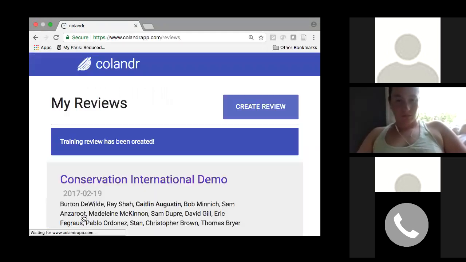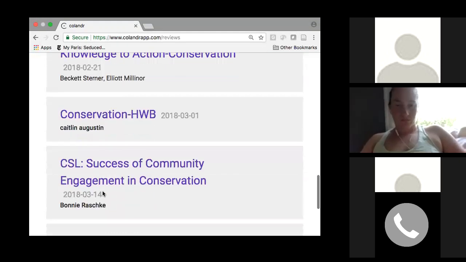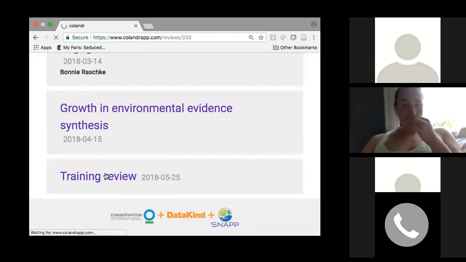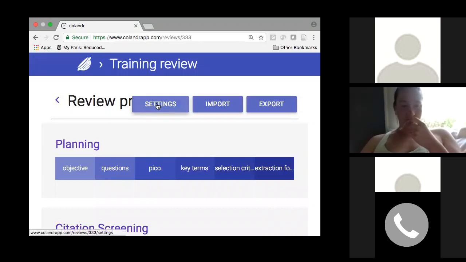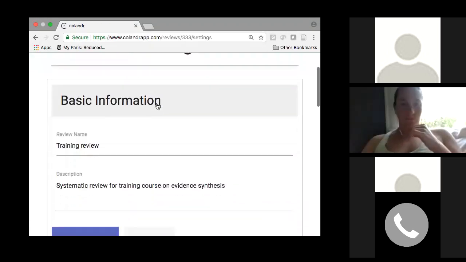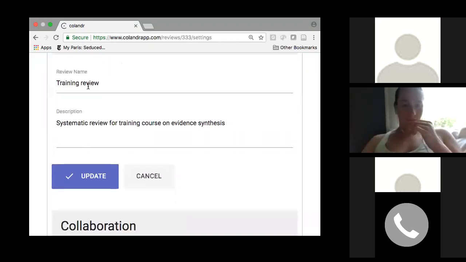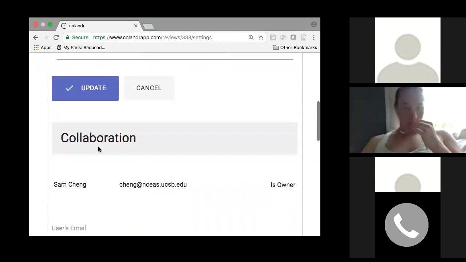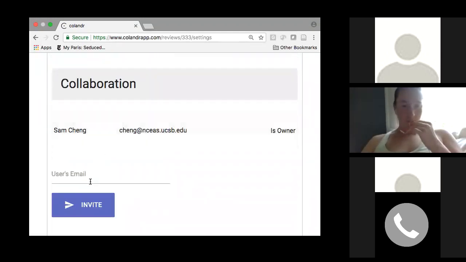Just create. Okay, so now it's going to have created your review. Mine's at the bottom. So when you open it, you can go to settings, and you can see there's your basic information for review. You can change this whenever you want. And then you'll see an area that says collaboration.